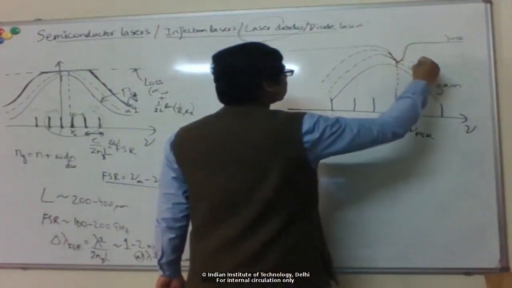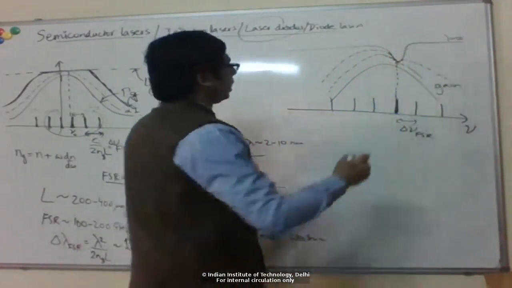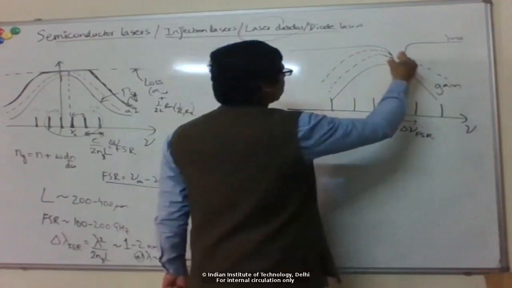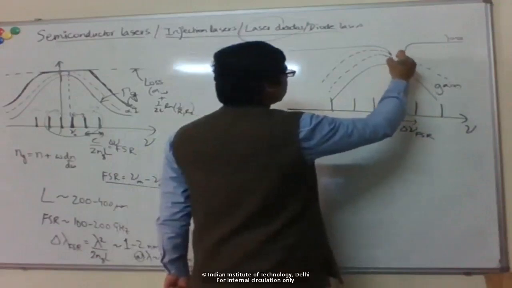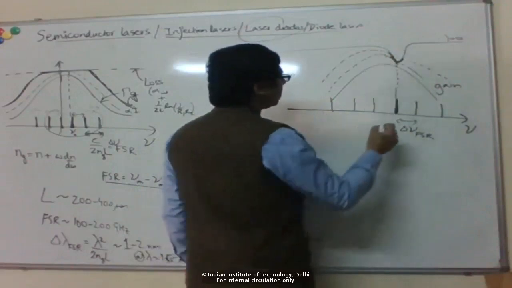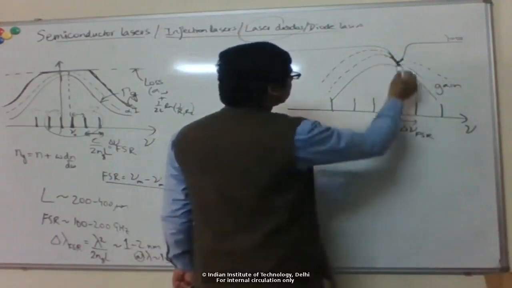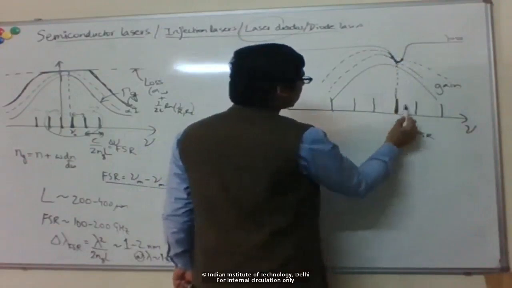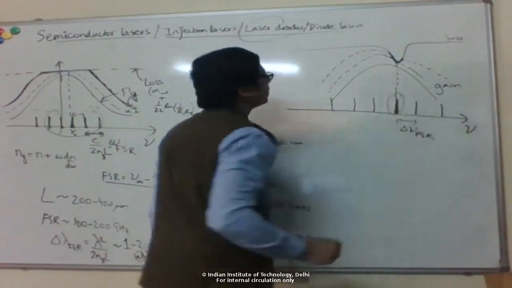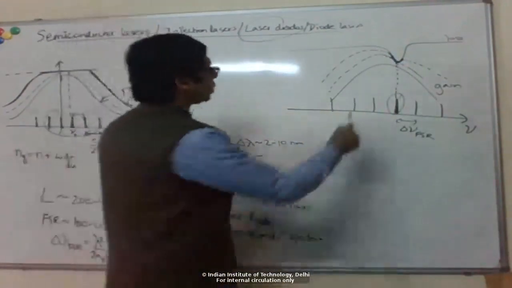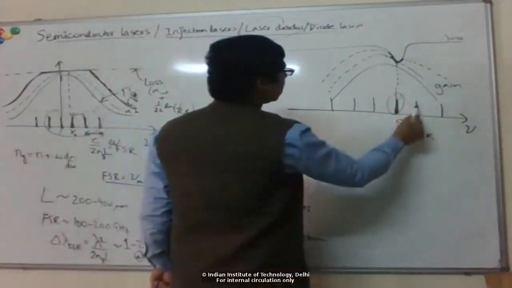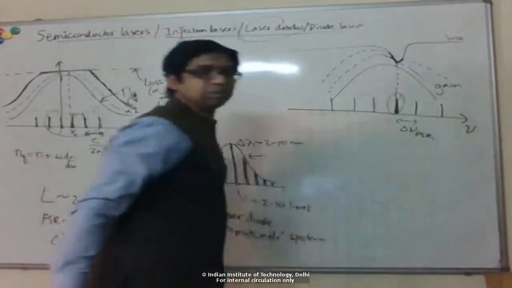Okay, so you can see that the gain equal to loss condition will still be satisfied only for frequencies very close to this minimum loss point. And so if that is narrower than your FSR, then you can see that only this mode will lase, right? For this mode, the loss is above gain. This mode also, loss is above gain.